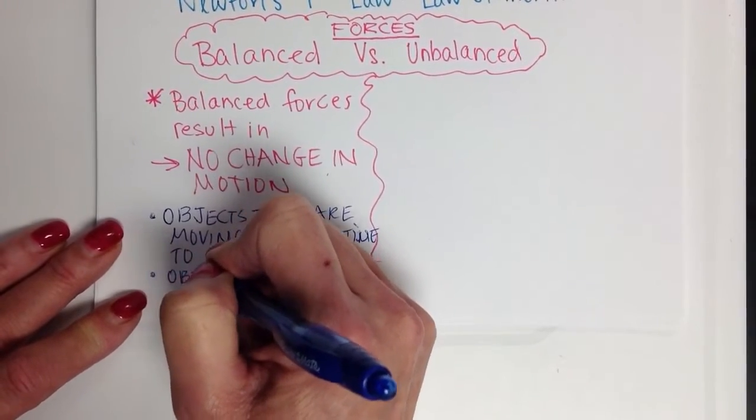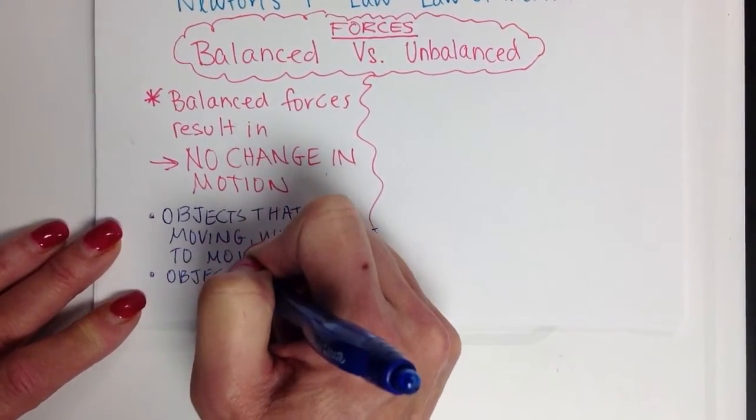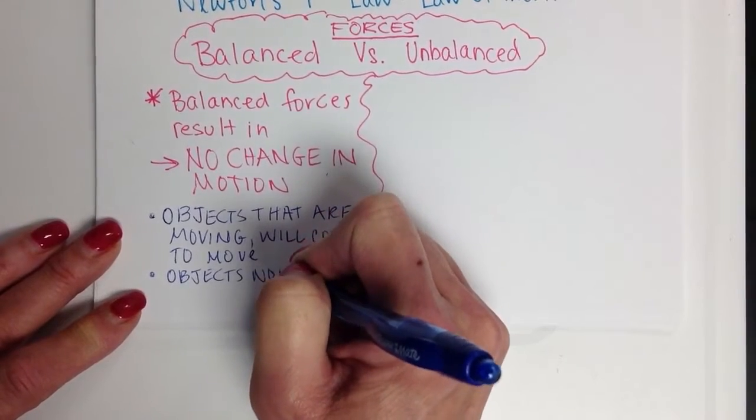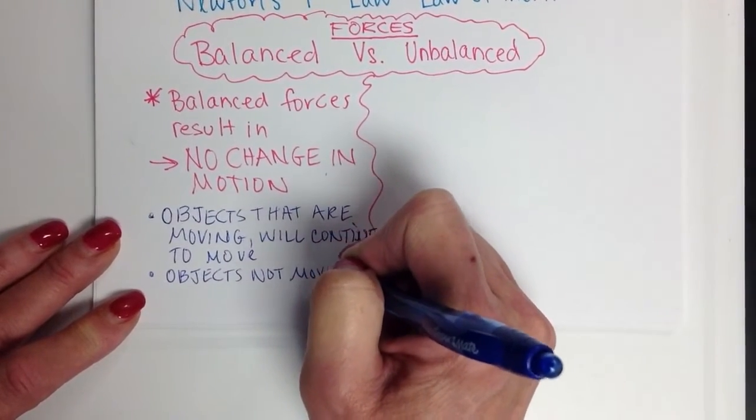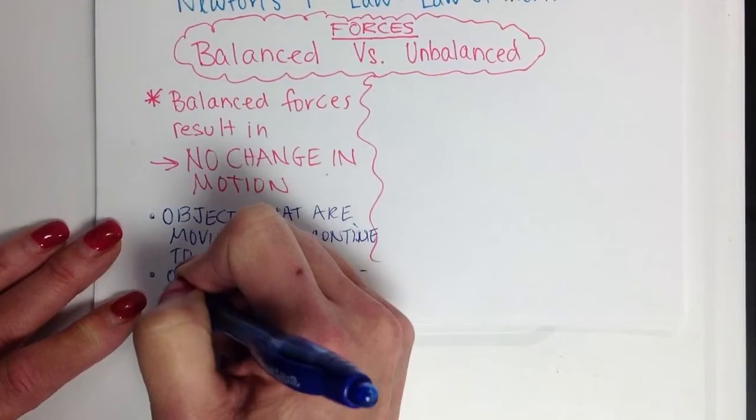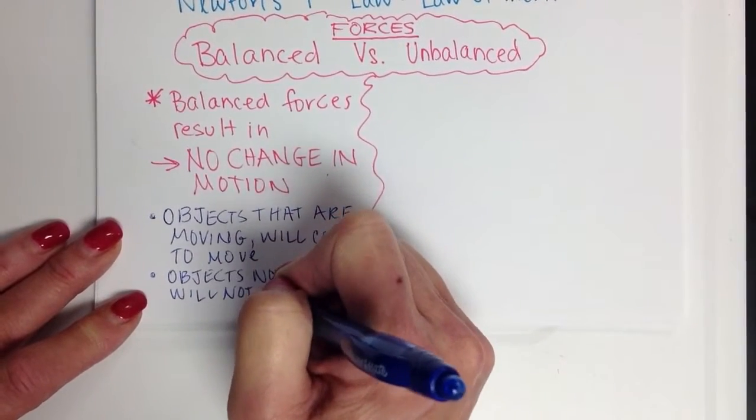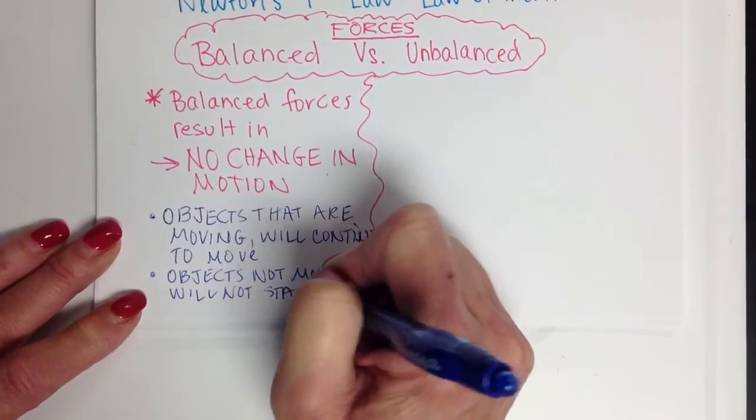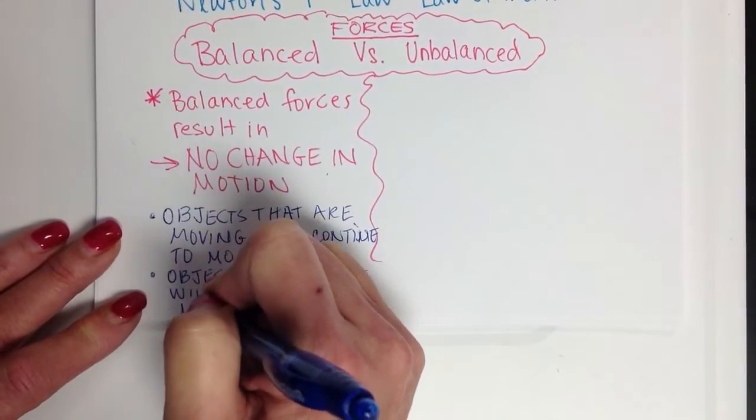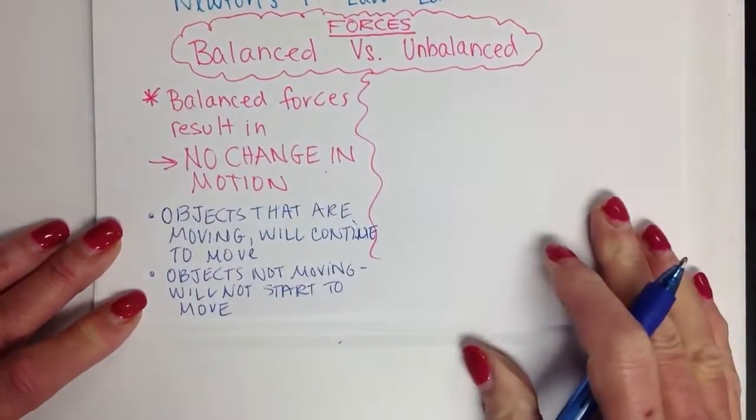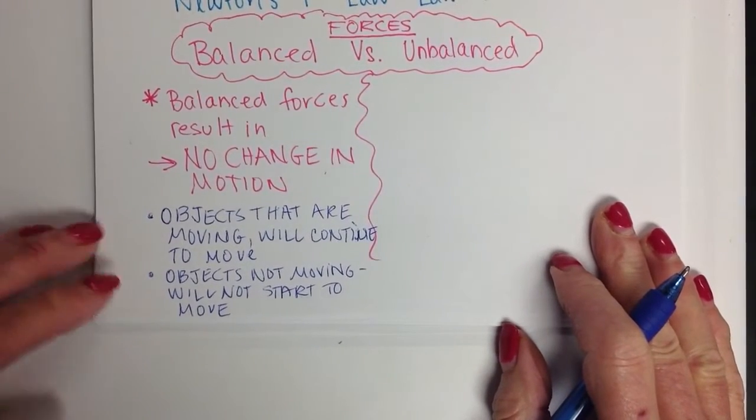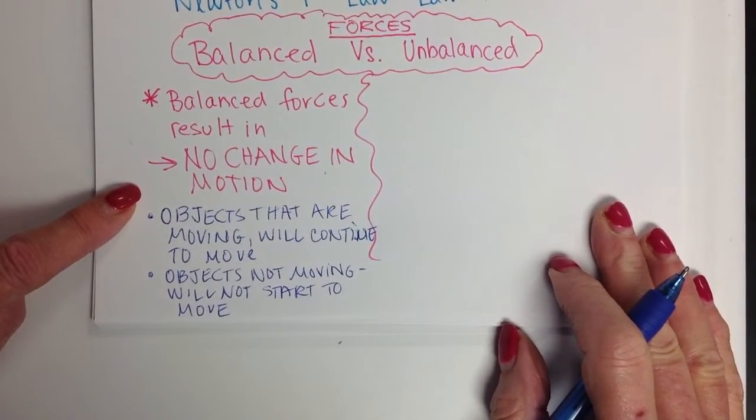Objects not moving will not move, or will not start to move. So that's basically balanced forces. No change in motion. If it's moving, it's going to continue. If it ain't moving, it's not starting.